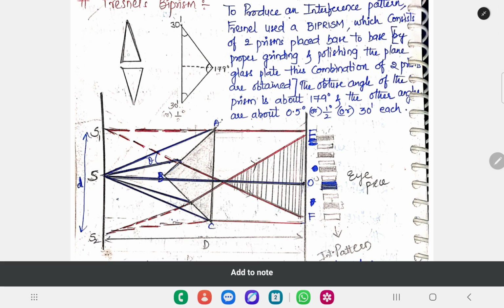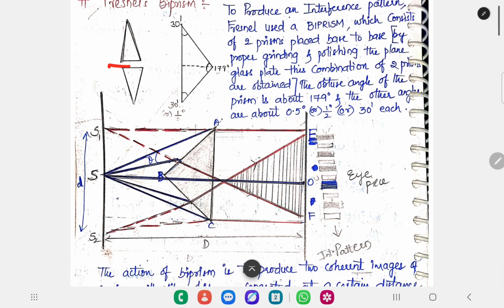What is a biprism here? You can see two prisms are there. That is known as a biprism, which consists of two prisms placed base to base, like here. By proper grinding and proper polishing of the plain glass plate, this combination of two prisms is obtained.